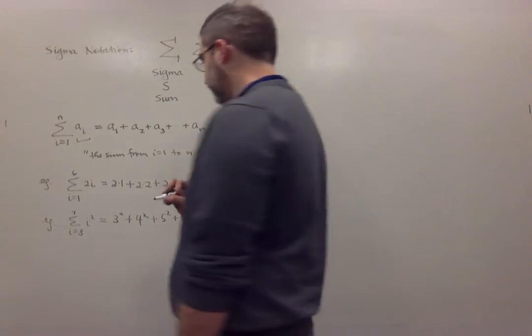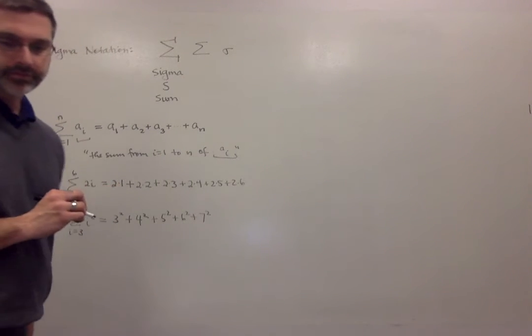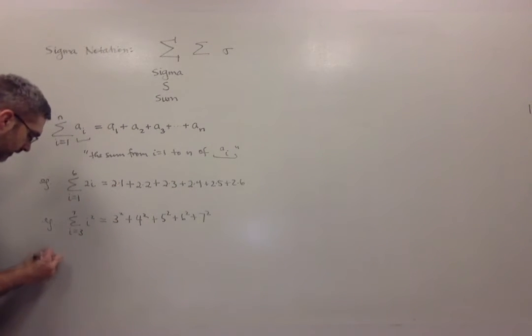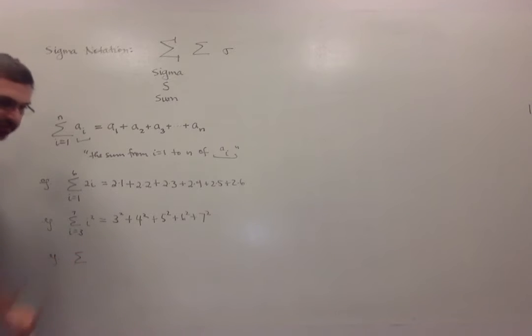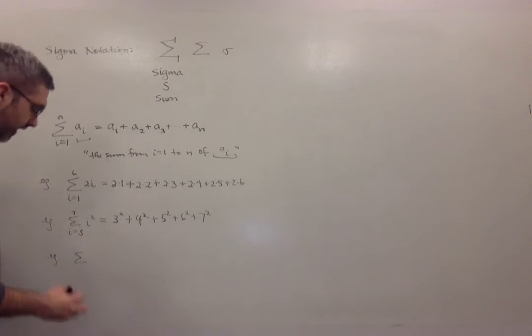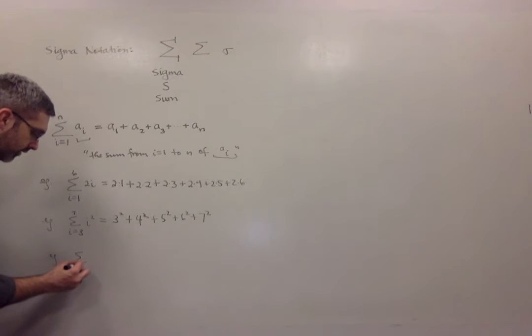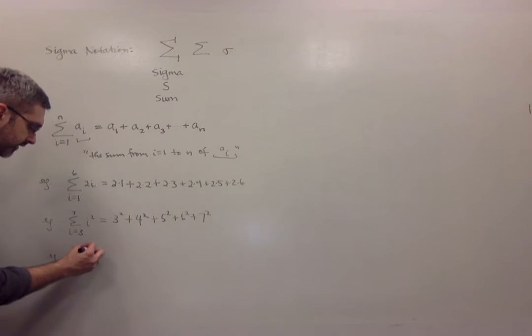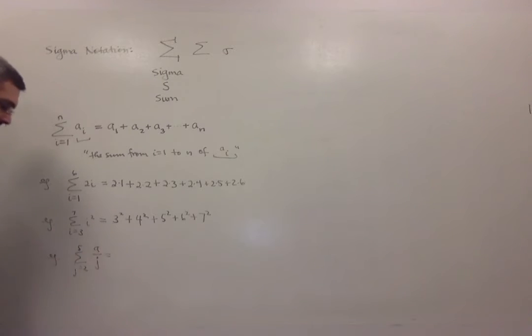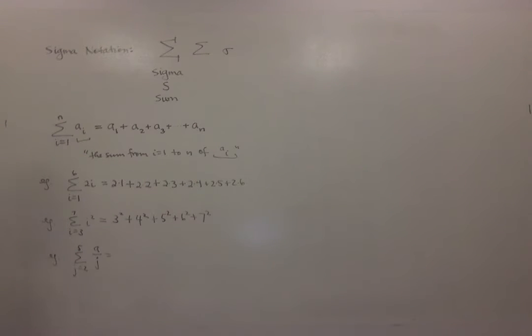Okay, let's try one more example. Let's suppose I had the sum j equals 2 to 5 of a over j. Okay? The sum j equals 2 to 5 of a over j. Okay, now I'm using j's instead of i's, but the letter that you use doesn't matter as long as you're matching it together.